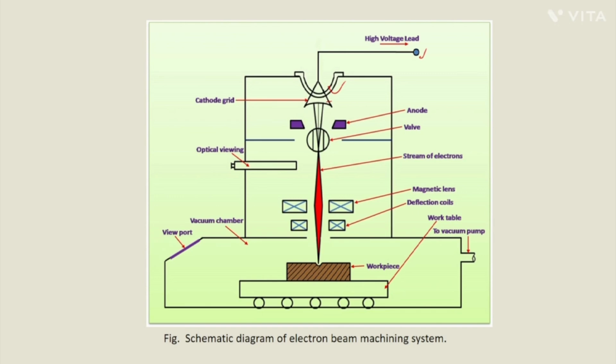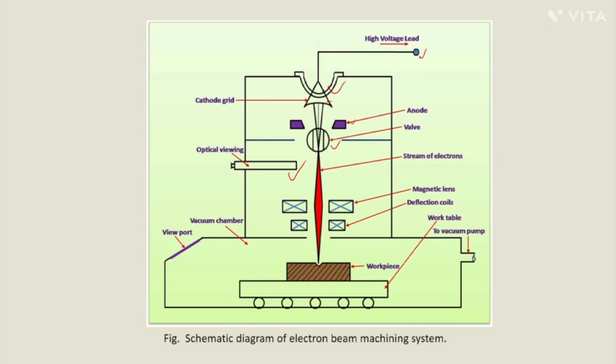So these electrons are expelled with a very high velocity, and they are attracted towards the anode here. This is the anode. As it is attracted towards the anode and also expelled by the cathode, it generates a very high velocity, around 66% of the velocity of light. It then passes through a valve where the stray electrons are filtered. And you can see what is happening inside this vacuum chamber using this optical viewing system.